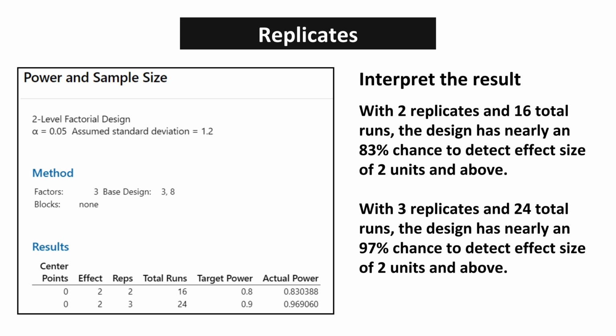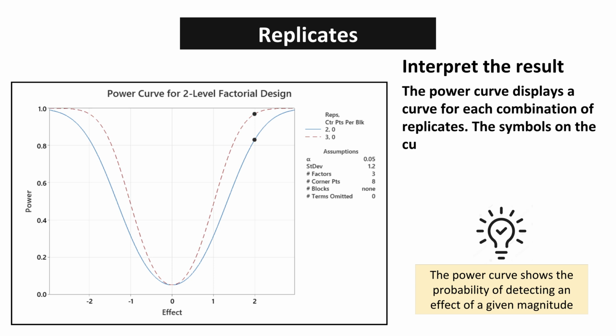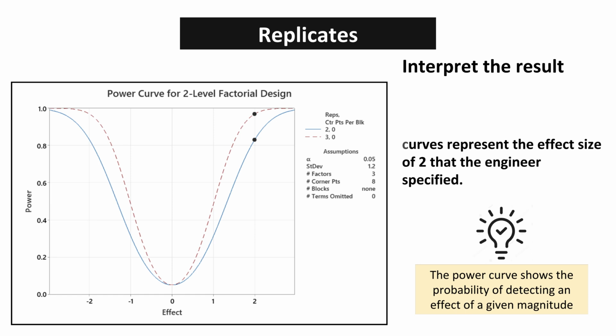However, increasing the number of replicates to 3 and the total runs to 24 elevates the chance of detecting the same effect size to nearly 97%. The power curve is a visual representation of the relationship between statistical power and effect size for each combination of replicates. In this context, the engineer specified an effect size of 2, which is indicated by symbols on the curves.